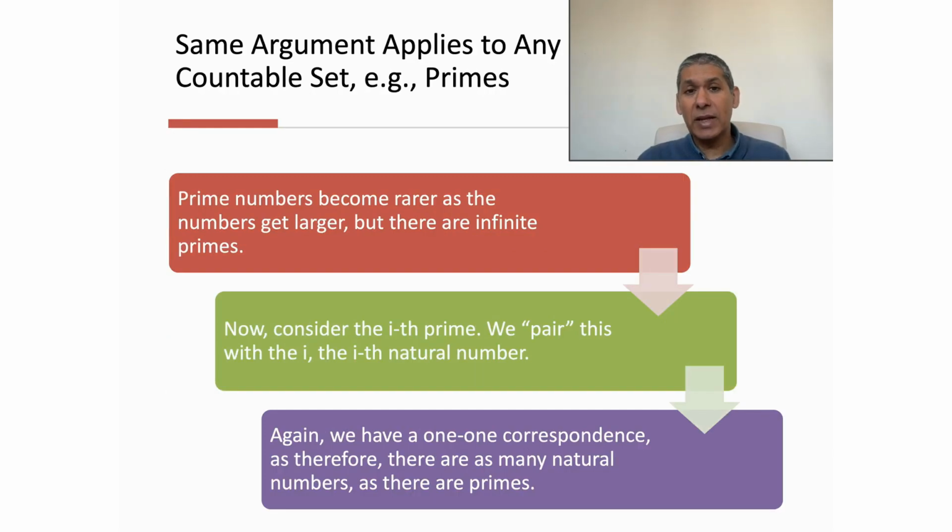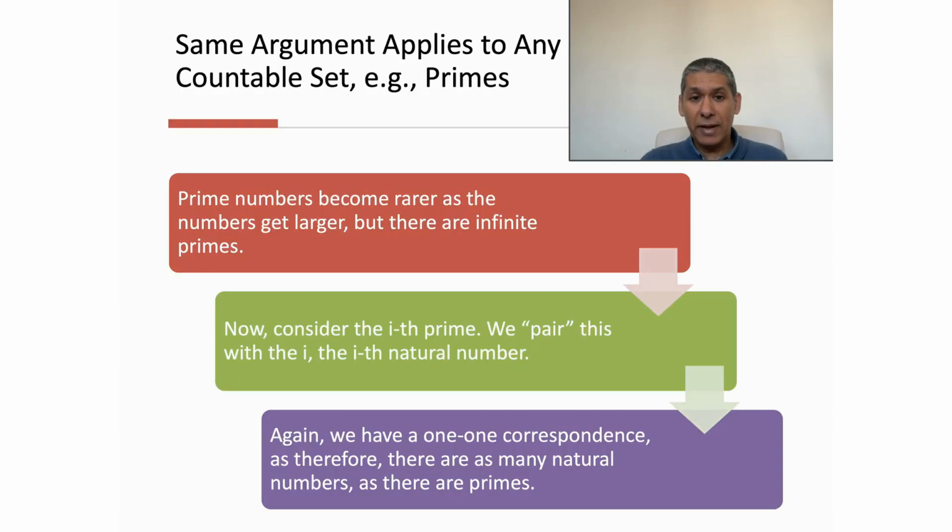Actually, the same argument can apply to any countable set. Let's suppose we think of prime numbers. Prime numbers become quite rare as the numbers get larger, but still there are infinitely many primes, right? If you want to see that there are infinite primes, suppose there are finitely many primes, then you can multiply all of them and add 1. That would not be represented by any existing prime number within your assumption. Therefore, we know that there are infinite primes.